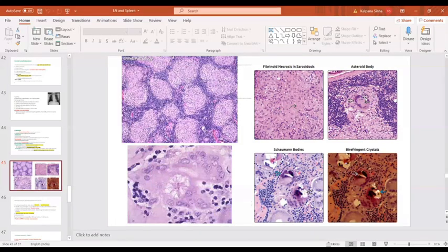And there are two types of bodies present. One is the asteroid body and another is the Schaumann body. So you can see this is a Schaumann body. These are concentric calcific laminations. You should remember Schaumann body is a concentric lamination composed of calcium, and in some of the cases, 50% of the cases, it can also show birefringent crystals. When you polarize it, it will show the crystal.